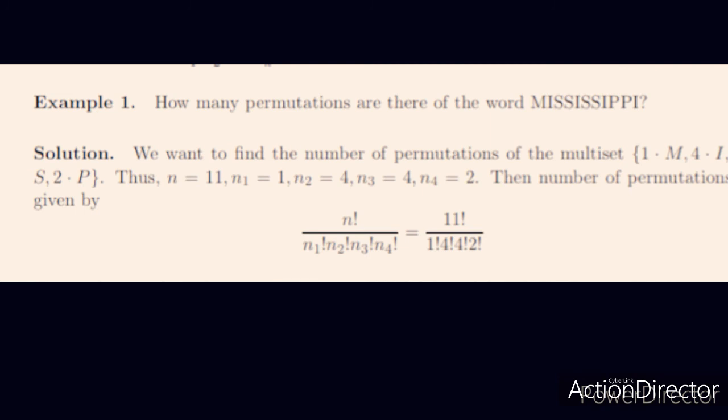Then the number of permutations is given by n factorial over n sub 1 factorial times n sub 2 factorial times n sub 3 factorial times n sub 4 factorial, which is equal to 11 factorial over 1 factorial times 4 factorial times 4 factorial times 2 factorial. This is the process of getting the permutations of multisets.